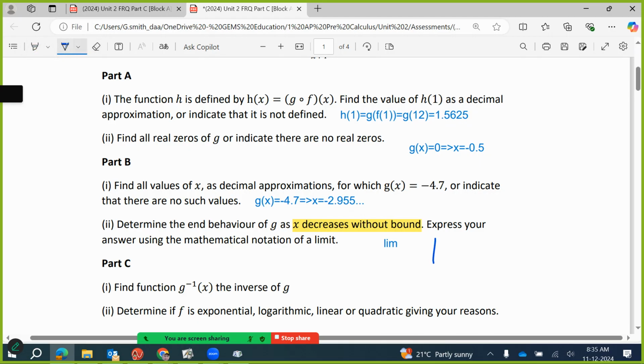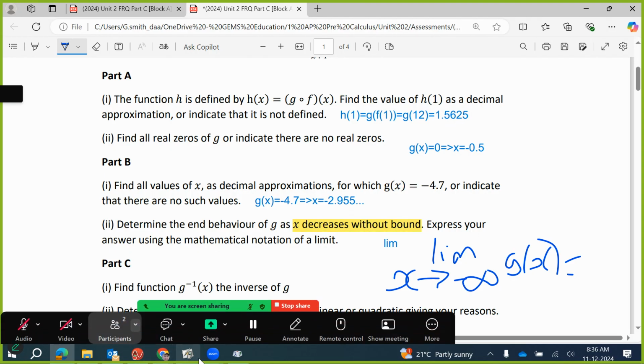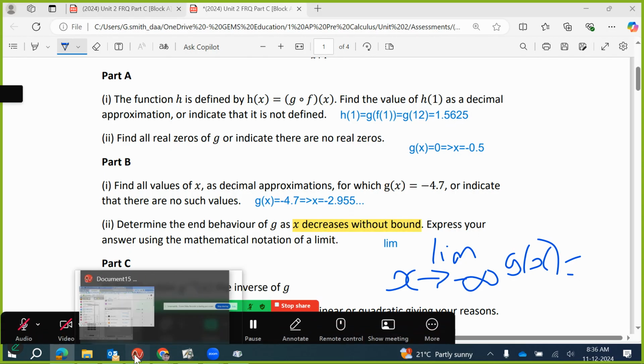All right, we want the limit as x goes towards infinity. No, we don't. We're going towards negative infinity. It's really important that your x arrow infinity is under the limit function. The format of this needs to be very clear. g of x is equal to, now let's actually try and answer the question and look at the calculator.